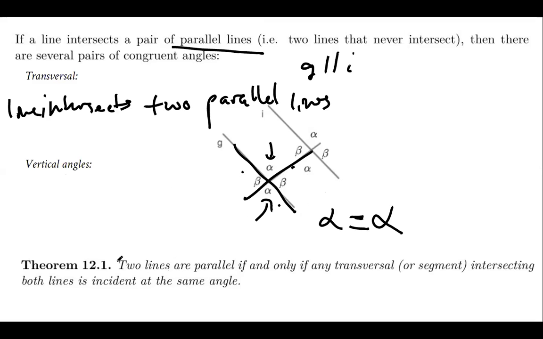So in general, we can have this theorem here where two lines are parallel if and only if any transversal intersecting both lines is incident at the same angle. So if we know that beta and beta here are the same, then we can say that these two lines are parallel. Likewise, if we know that two lines are parallel and we draw a transversal, all of this has to be true.